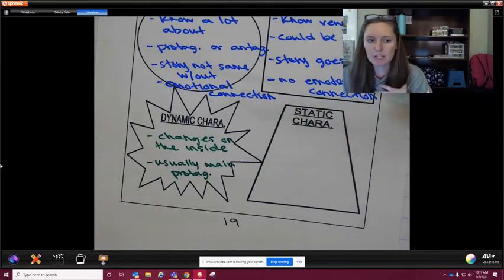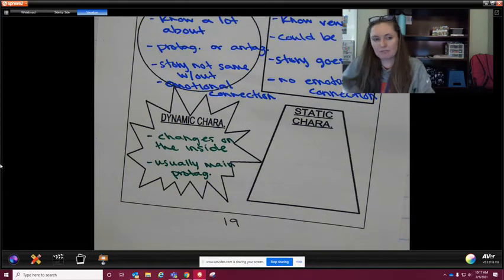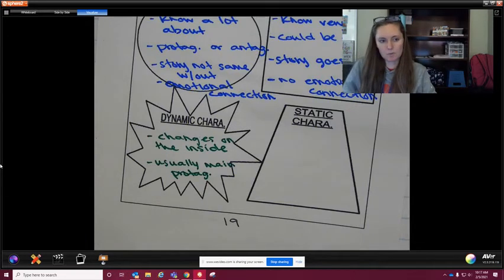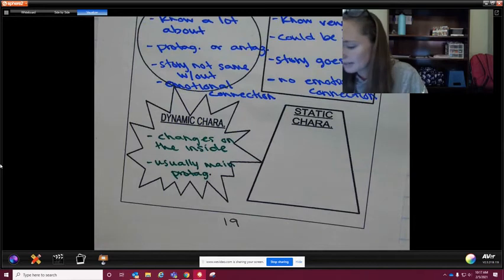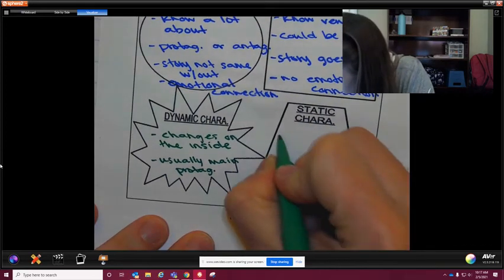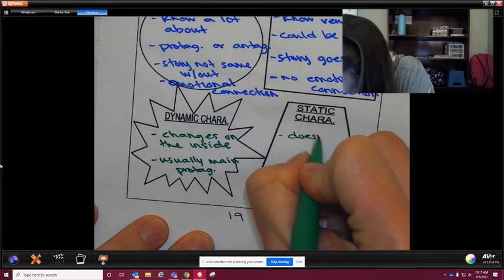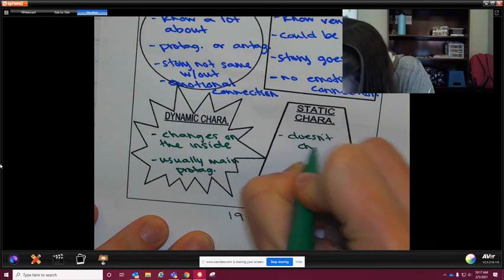Okay. So they change inside. There's something happening and they're actually changing their demeanor. They're changing their emotion. You see something happening that makes them different. So they start one way and they end a different way. Okay, so dynamic. Then we have static character. Again, this is the opposite. So this character does not change. So doesn't change.